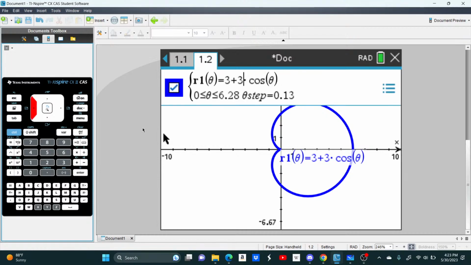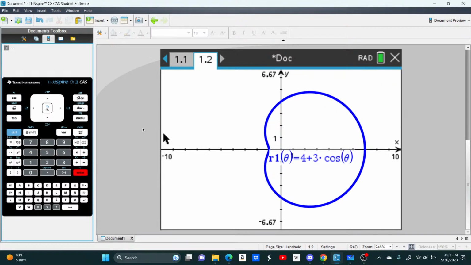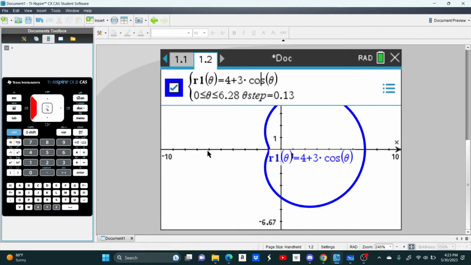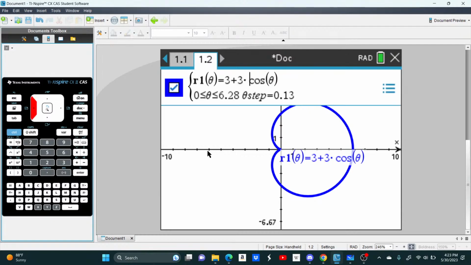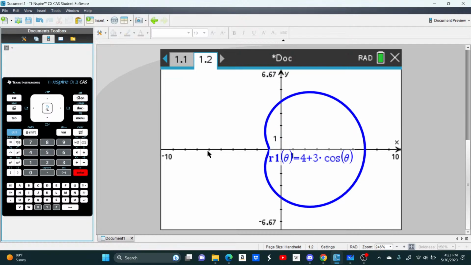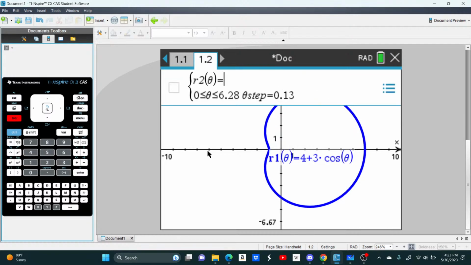Now if I increase this to 4, it's still that heart shape, but you see how the dimple doesn't touch the origin, called the pole. So it's still like a heart shape, but it doesn't touch the origin. This is called a dimpled limacon. So if I change this back to 3, it touches, that's a cardioid. It doesn't touch, a over b is between 1 and 2, now it's a dimpled limacon.